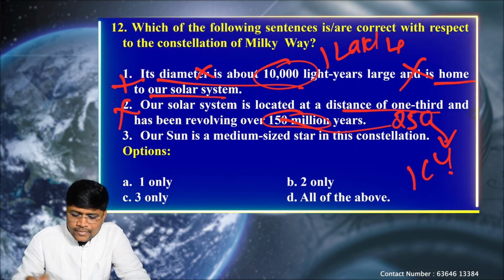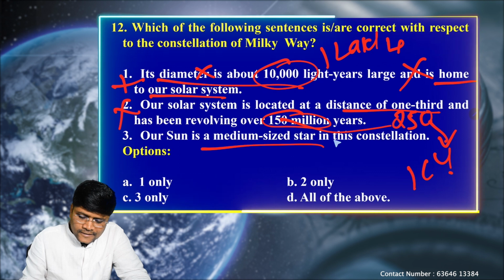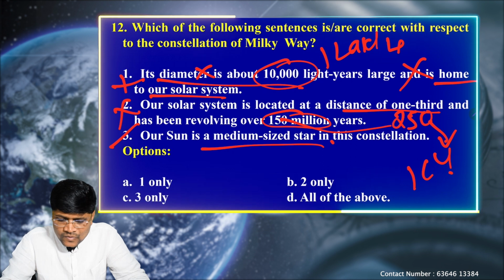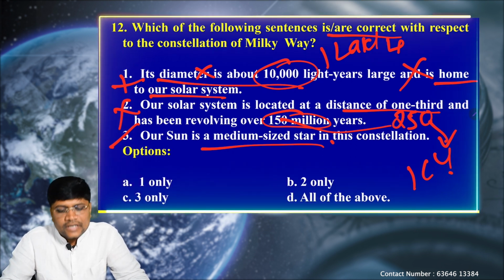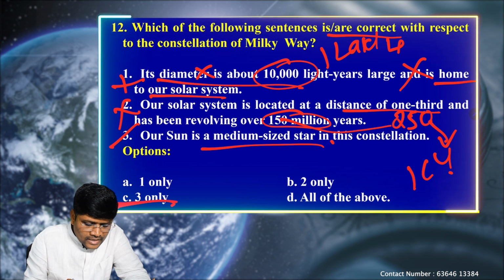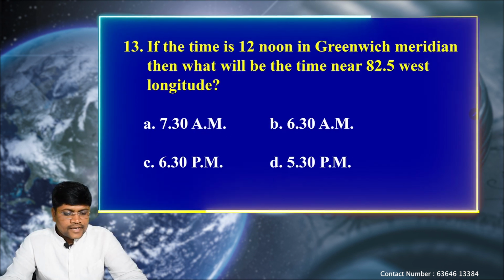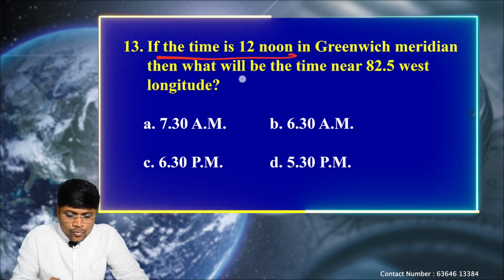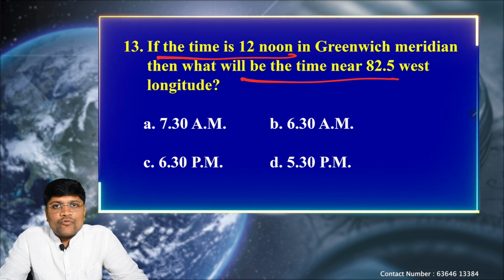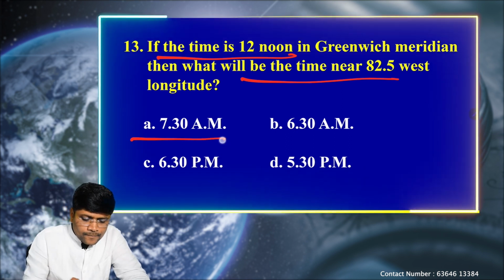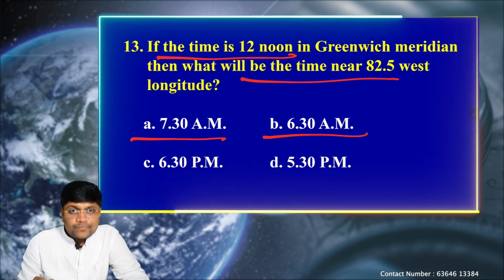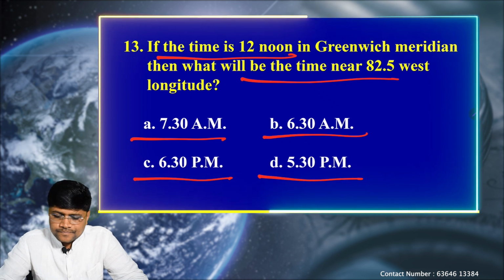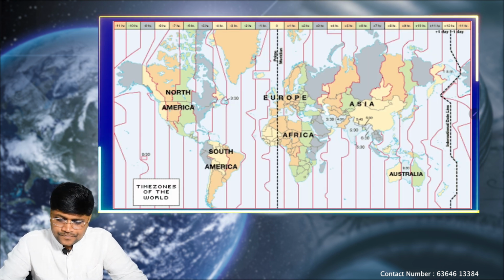Next, our sun is a medium-sized star in this constellation. Certainly right. Our sun is a medium star in this constellation. So only the third statement is correct. The question is asking which statement is correct, so only statement C is correct. Okay. Next question. If the time is 12 noon at the Greenwich meridian, then what will be the time near the 82.5 west longitude? So options again: A 7:30 a.m., B 6:30 a.m., C 6:30 p.m. and D 5:30 p.m. Let's see the explanation.